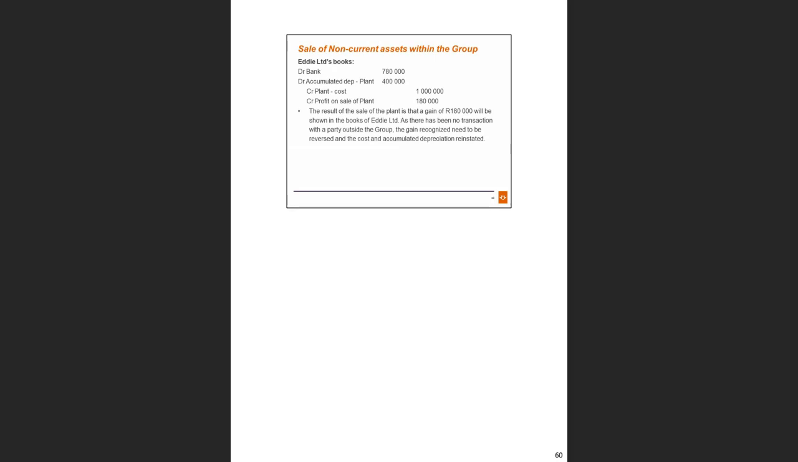Then we need to see if there's a profit. So as a result of these transactions, we can see there is a profit on sale of the plant of 180,000 Rand. So there's a gain of 180,000 Rand. So this profit will be shown in the books of Eddie, in its separate financial statements.